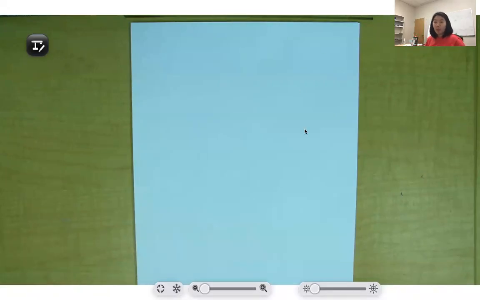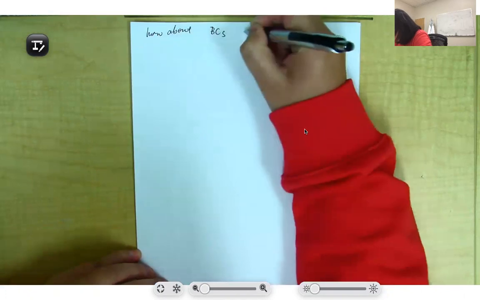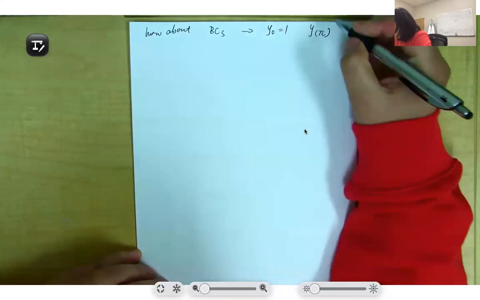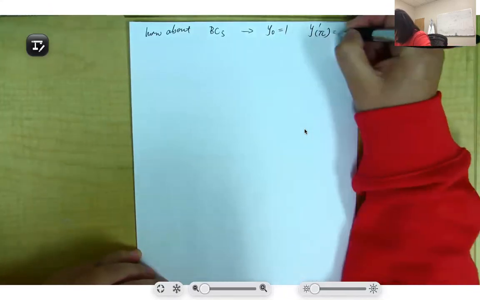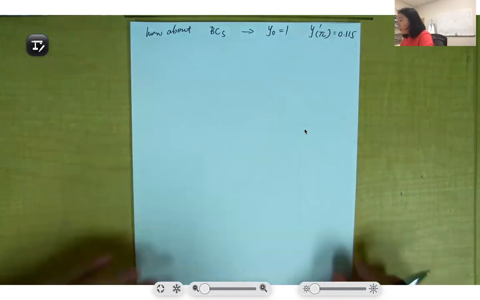So the next example is still the second order ODE, but how about we use different boundary conditions instead of using the Dirichlet boundary condition? How about we use Neumann conditions? How about we use Robin conditions, right? So how about we change the boundary conditions to y0 equals 1, instead of y pi equals 0, we change to y pi prime equals 0.115. Okay, so this is Robin conditions, which is a mix of y and y prime.